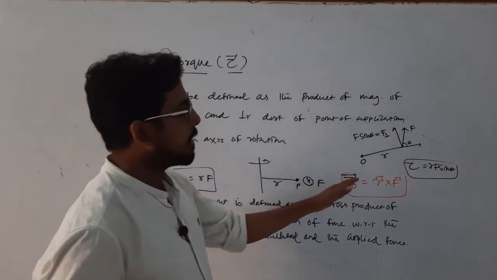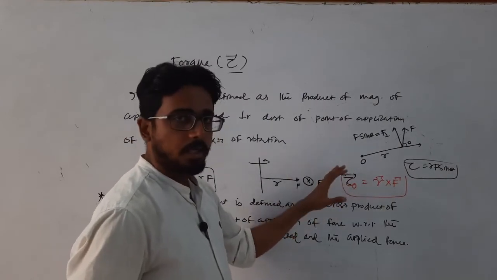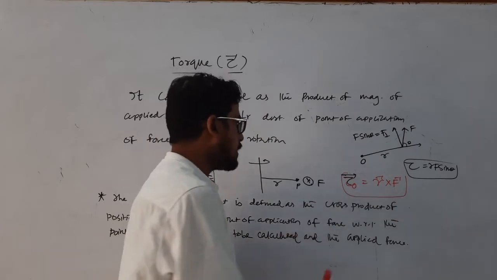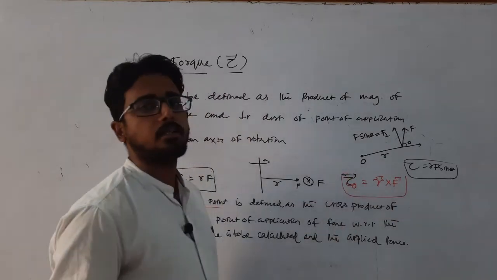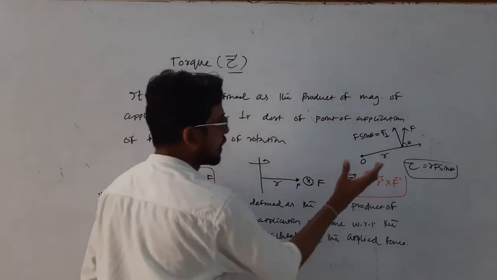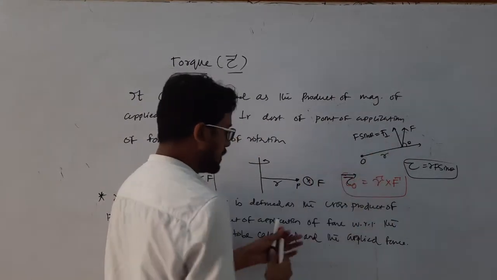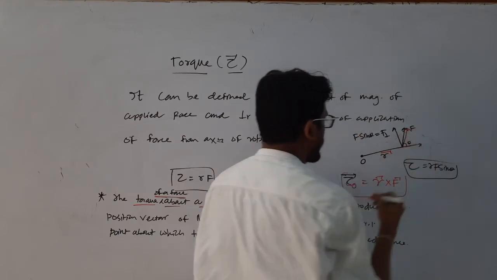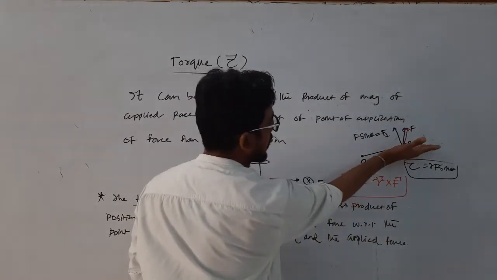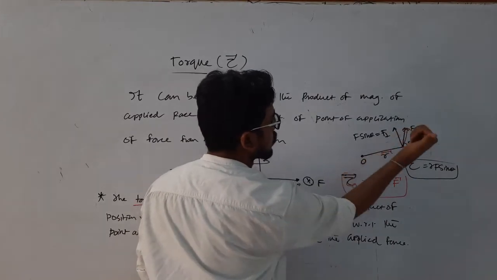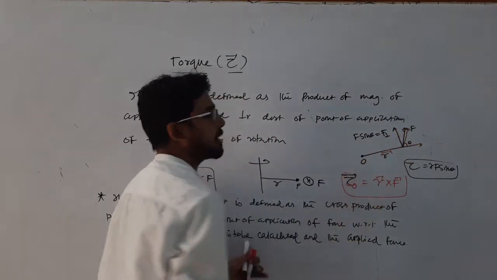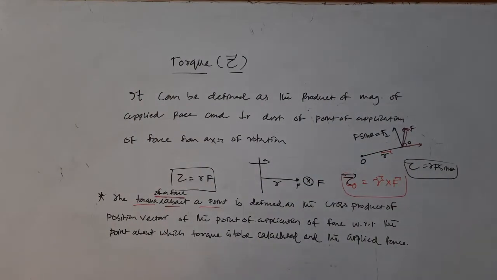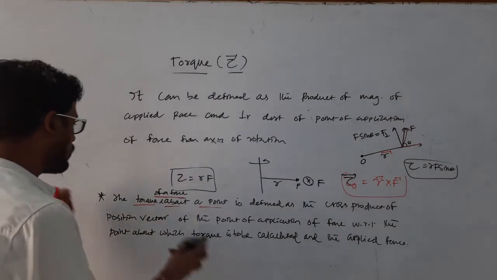Clear? So how do we find the direction of torque? Torque is a vector quantity and it is the cross product of the position vector and applied force. That's why the direction of torque is obtained by using the right hand thumb rule. If I curl the fingers of my right hand along the direction of R cross F, from the R vector to the F vector, the thumb shows outward, so the torque in this case will be out of the plane. So we can get the direction of torque by using the right hand thumb rule.